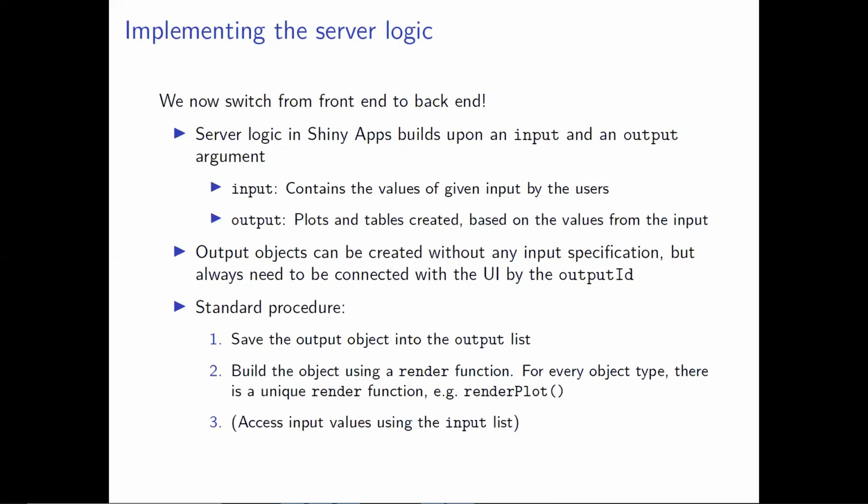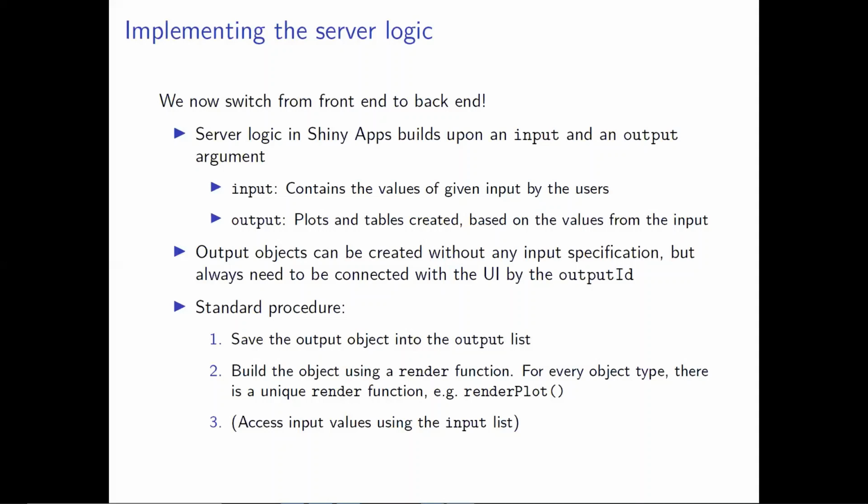So this is always this connection, input, output, which moves all the way. Output objects can be created without any input specification, but then of course the user cannot change it. So you can just build a static plot, but then you cannot connect it to the control widgets, to the input provided by the users. The standard procedure for creating any object in the backend is, first, we need to store the output object into the output list. I will show you in a second how this looks like.